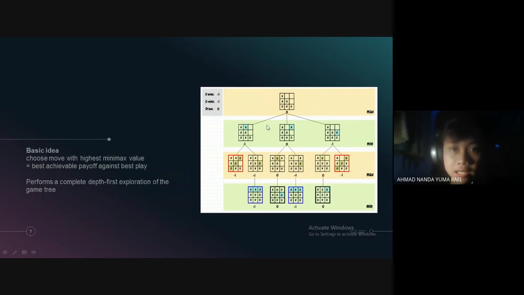The value is like this. In this tree, X has the probability to win. In this tree, the result is a draw. And in this tree, O has the probability to win. But if we create a full tree, we see more possibilities in this game, like this. The basic idea is that the move with the highest minimax value is equal to the best achievable payoff against best play, and it performs a complete depth-first exploration of the game tree. It will explore all of the tree and choose the best move that AI or a human can play.